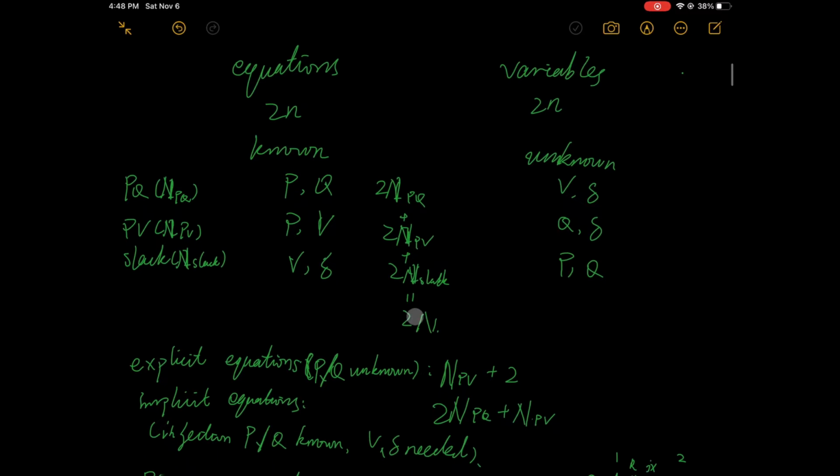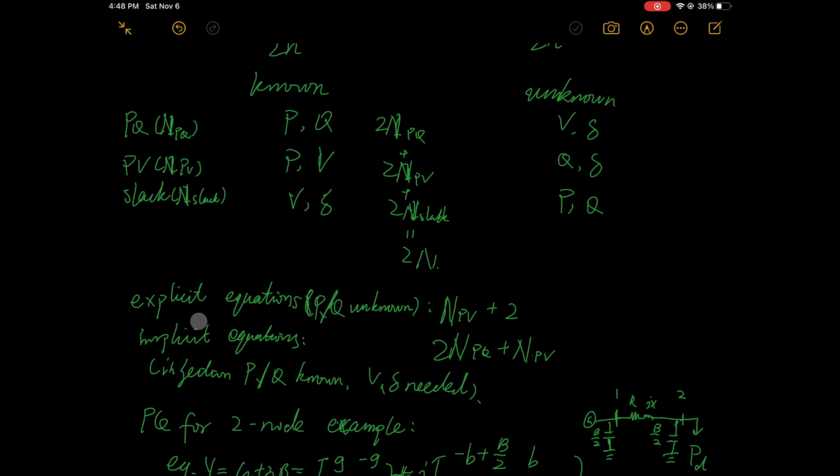Now we introduce the concept of explicit equations and implicit equations. The simplest way to distinguish them is to see if the power injection in the left-hand side is known. If so, then it's an implicit equation. If not, then it's an explicit equation. If we substitute known values in an implicit equation, then we still need to solve the equation to get the unknown values. But if we put known values in an explicit equation, then the unknown values in the left-hand side are directly computed.